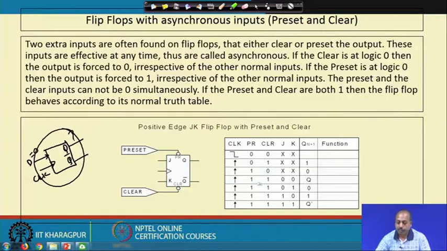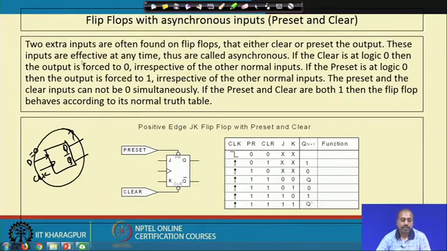On the other hand, for the proper operation of the flip flop, preset and clear both of them should be made equal to 1. When they are made equal to 1, then this flip flop operates as a normal JK flip flop.